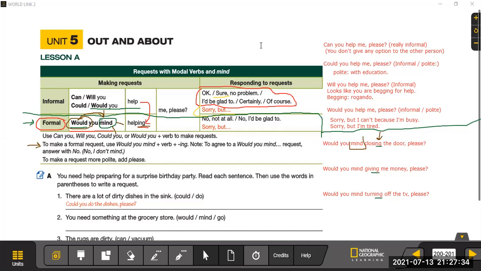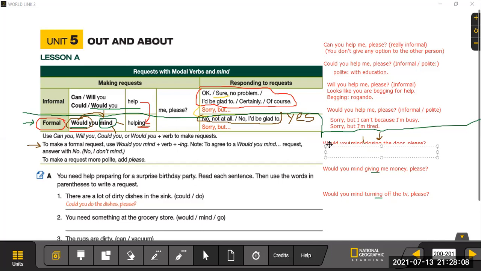For example, you see here in the answers, they say, would you mind helping me? The other person says, no, not at all. No, I'd be glad to. In that case, that sentence means yes, you are going to help that person. Understand? When you say no to that kind of questions, that means yes.